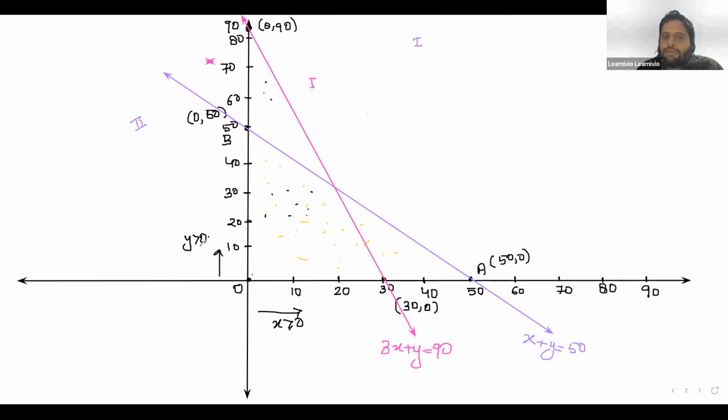So that means x greater than or equal to 0 and y greater than or equal to 0 will always represent the first quadrant. This one and this one will always represent the first quadrant. So we will write here.